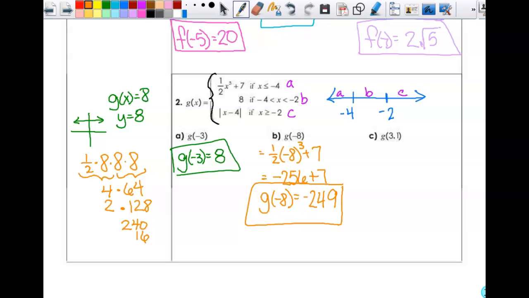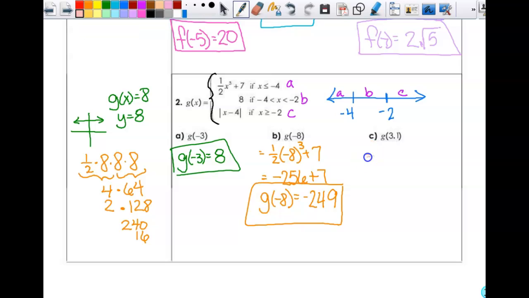I understand you want to be right, and that's one reason why you want to use it. But exercise your brain a little bit and then just double check yourself. And you'll have to be double checking yourself less and less. We good? All right, 3.1. Does that go with A, B, or C? C, because it's got to be bigger than negative 2, right?